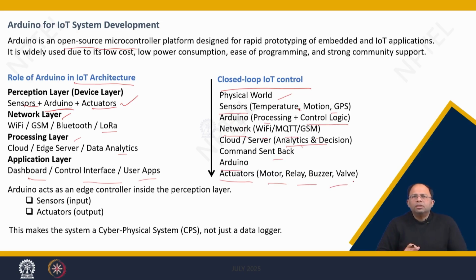So this is where the Arduino system fits in the overall loop of IoT systems, or in the IoT architecture. Arduino acts as an edge controller inside the perception layer, that is over here. It's an edge controller, that means it can do a certain amount of processing as well. There are sensors as the input and actuators as the output to this system. So the Arduino is not just a data logger, it's not only pushing data. It can do a lot of things, it can change the physical environment via actuators. That's why we call it a cyber physical system.